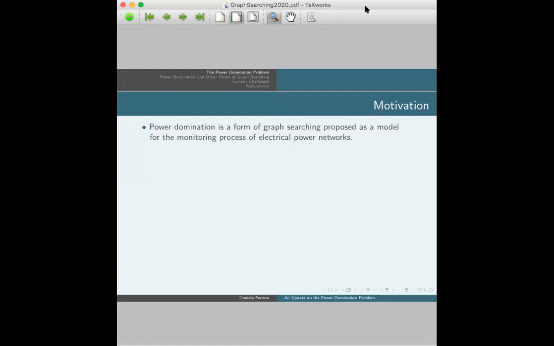Power domination is a form of graph searching proposed as a model for the monitoring process of electrical power networks. So I'm going to start with a little bit of electrical engineering, although that's not my expertise, so I'm going to share enough to get a sense of the problem. Electrical power networks need continuous monitoring so we don't have blackouts or power surges, and as they become more complex, the monitoring of power networks requires more and more tasks.